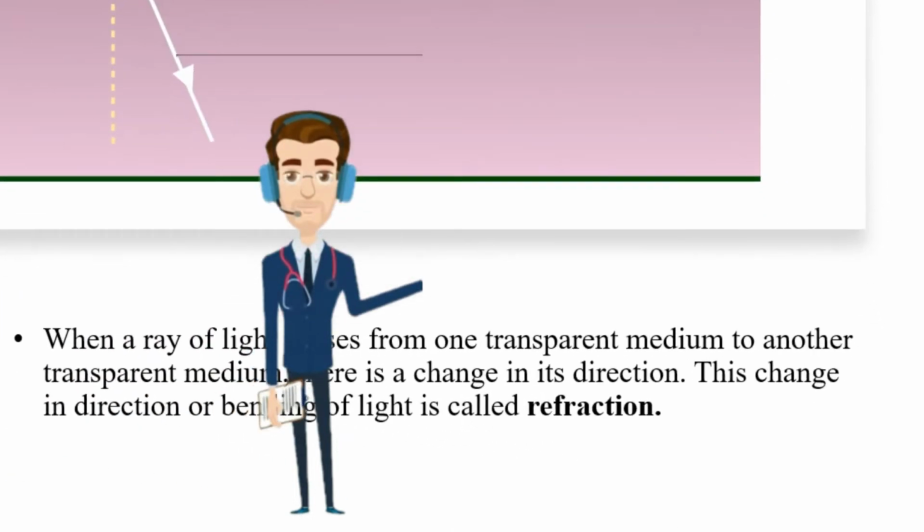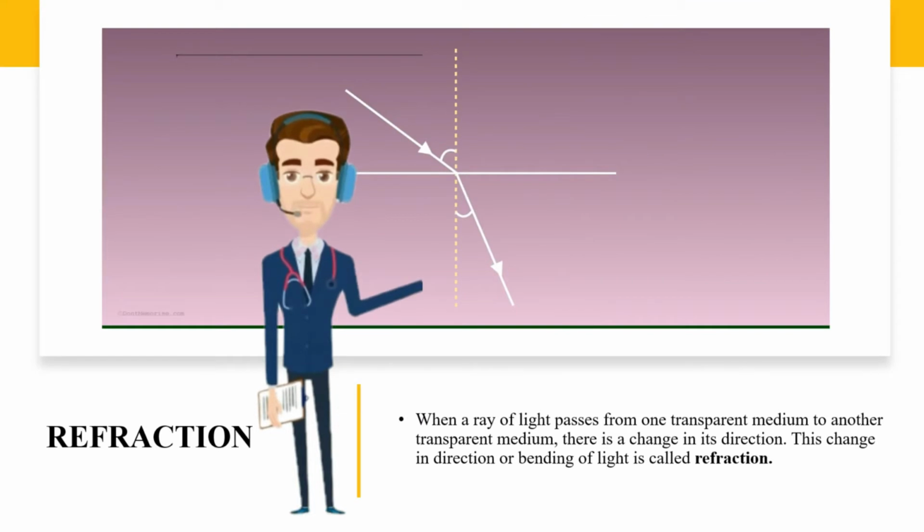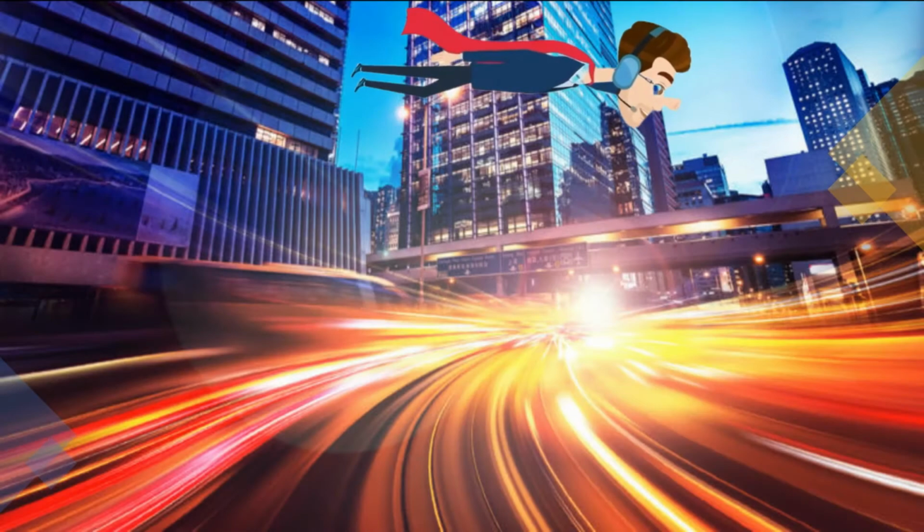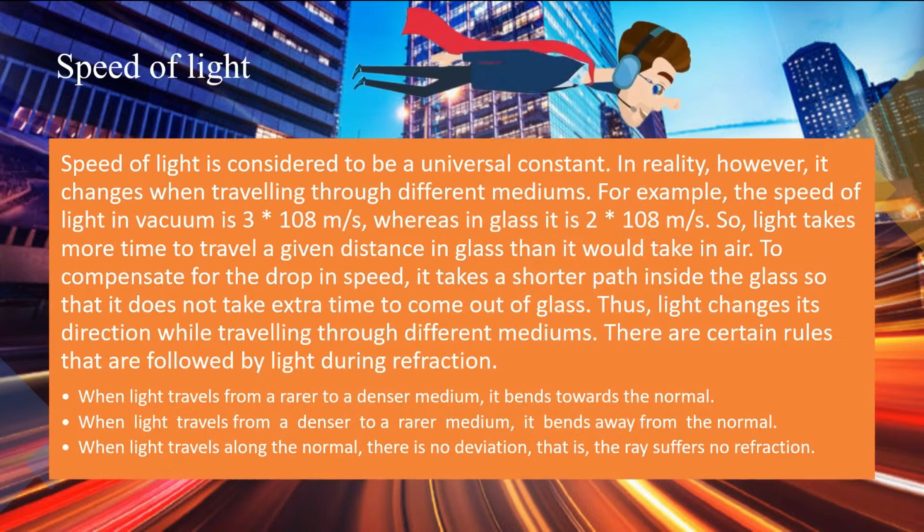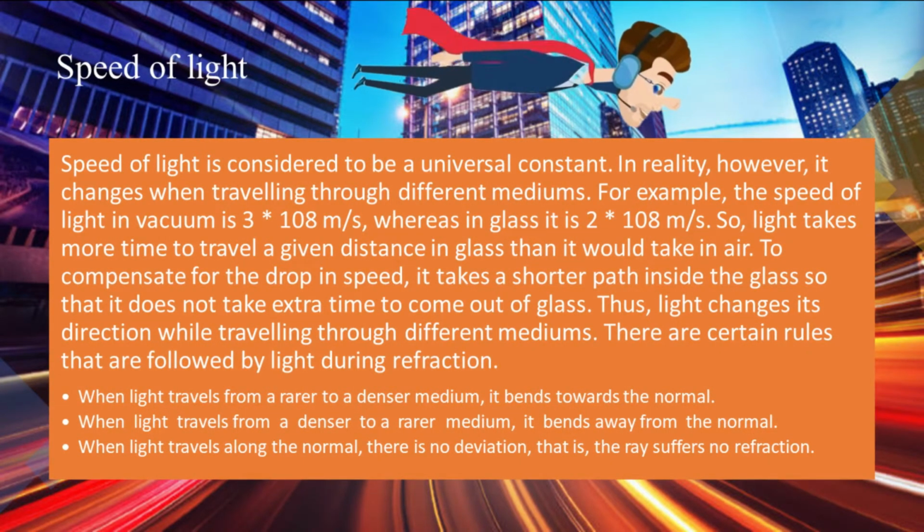its direction. This change in direction or bending of light is due to the change in speed of light. Speed of light is considered to be a universal constant. In reality, however, it changes when traveling through different mediums. For example, the speed of light in vacuum is 3 x 10^8 meters per second, whereas in glass it is 2 x 10^8 meters per second. So, light takes more time to travel a given distance in glass than it would take in air.